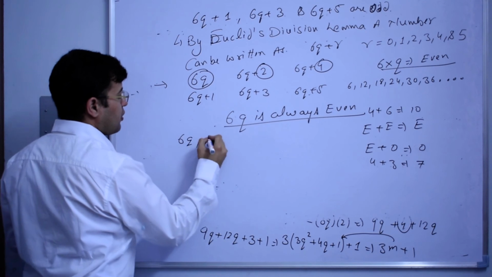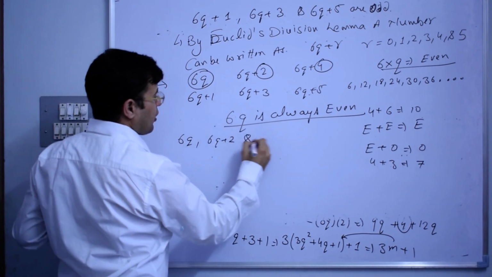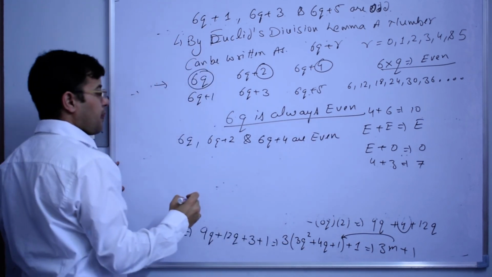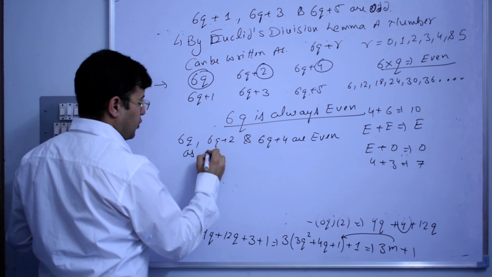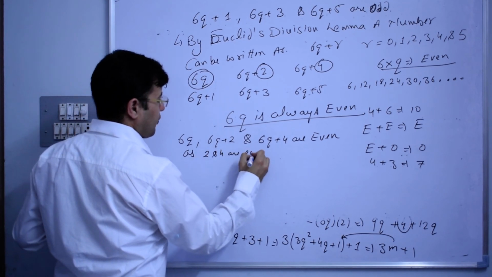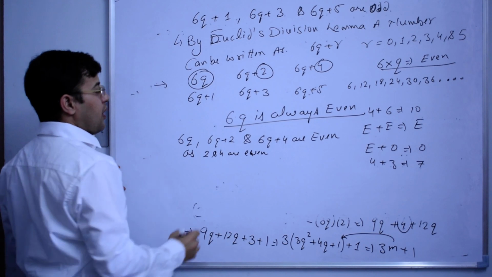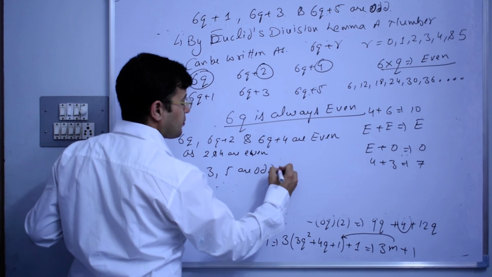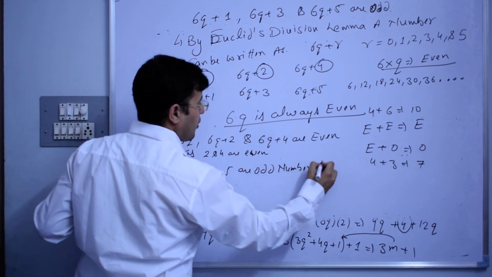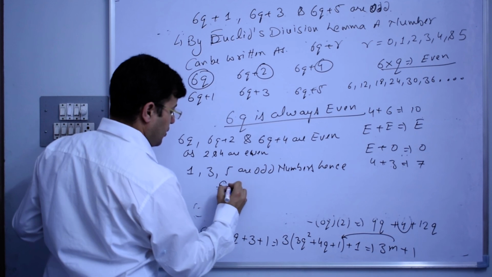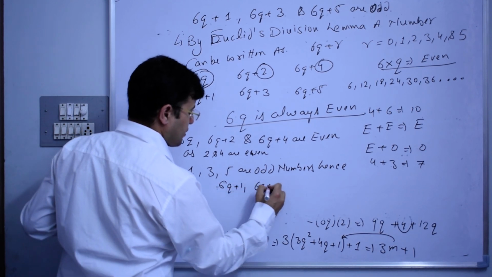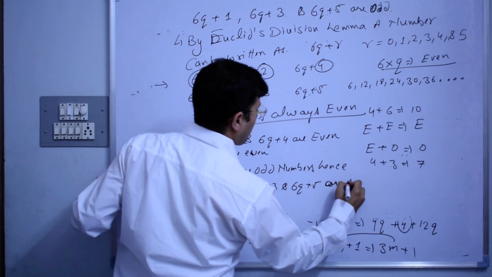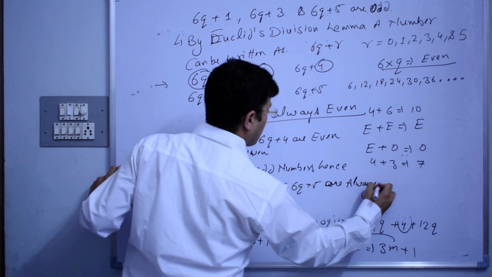So 6q plus 2 and 6q plus 4 are even as 2 and 4 are even. Right. And since 1, 3 and 5 are odd numbers, hence 6q plus 1, 6q plus 3 and 6q plus 5 are always odd.